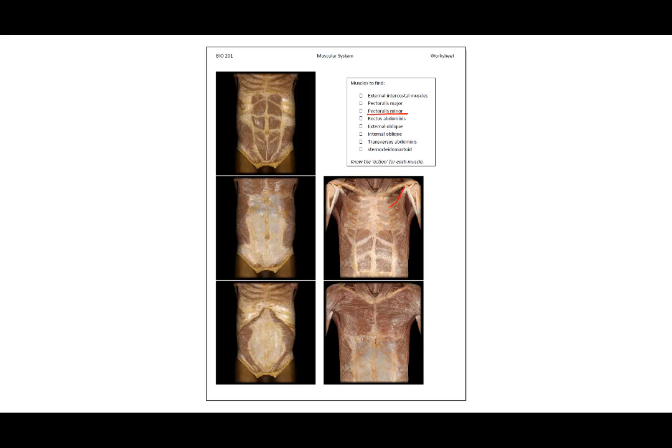Pectoralis Minor, here it is. It's more of a stabilizing muscle. We can see it's from these first few ribs here. Rectus Abdominis, that's our 6-pack muscle. In this view, you can see it as an 8-pack.